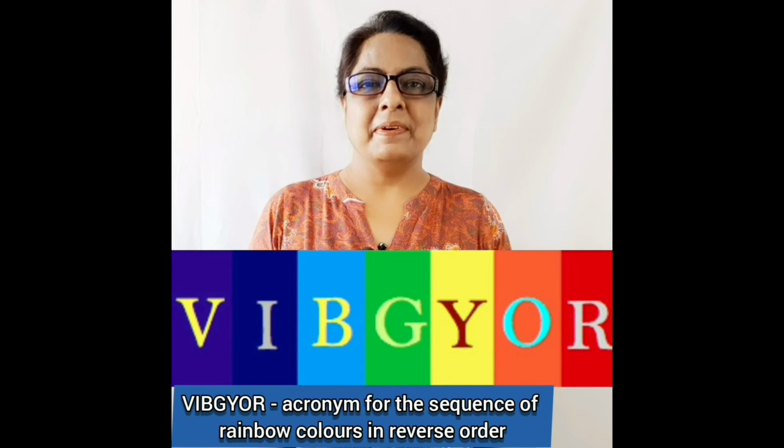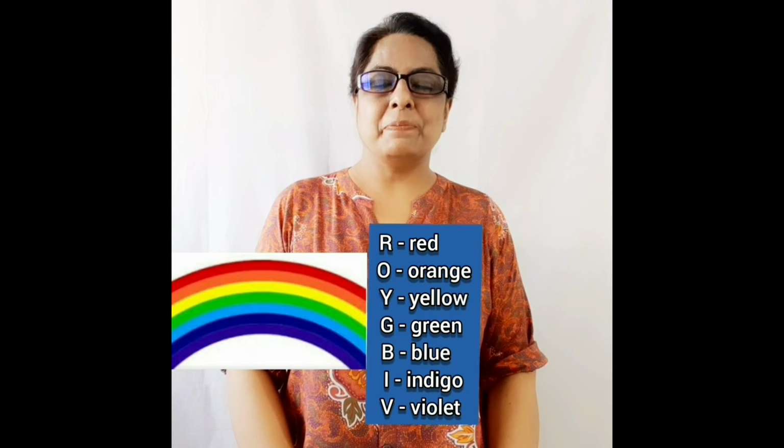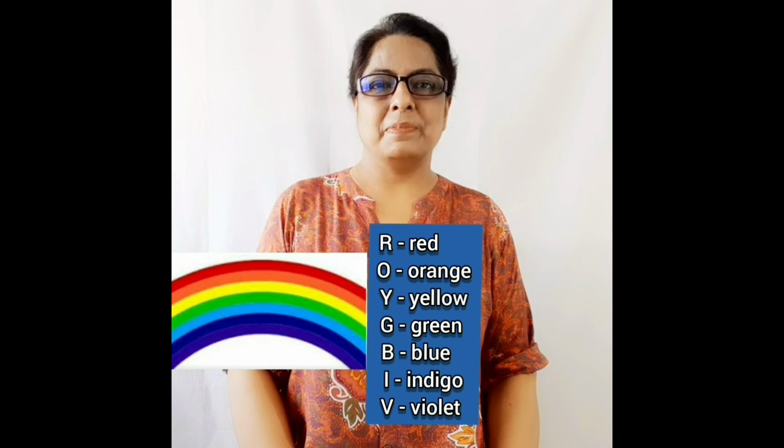VIBGYOR is an acronym for the sequence of colors in reverse order. Violet is on the bottom while red is on the top.